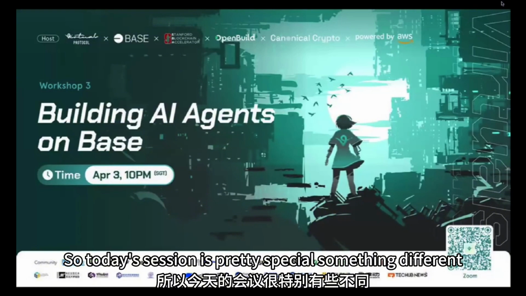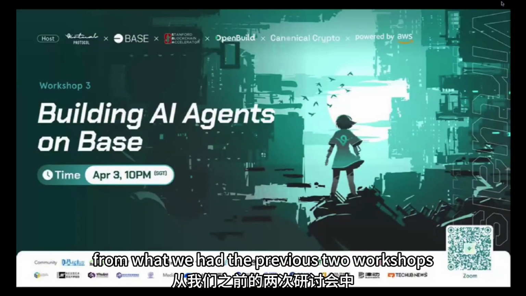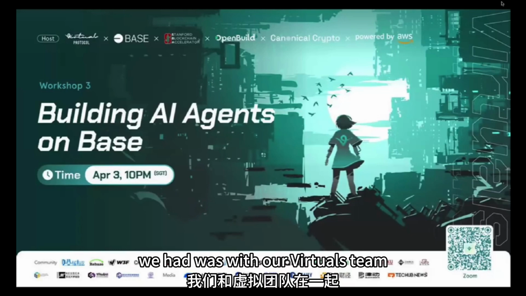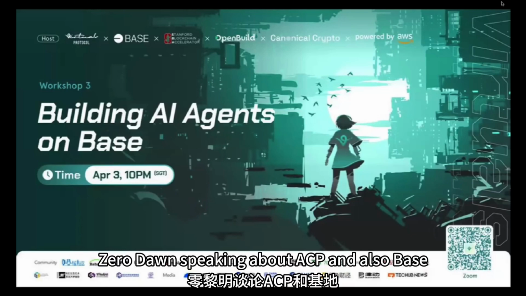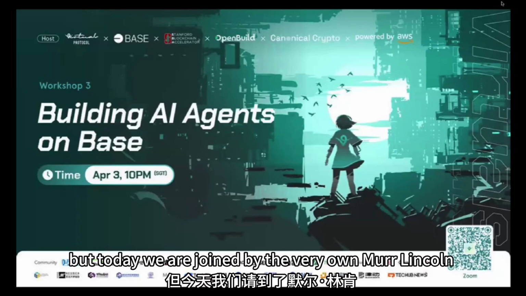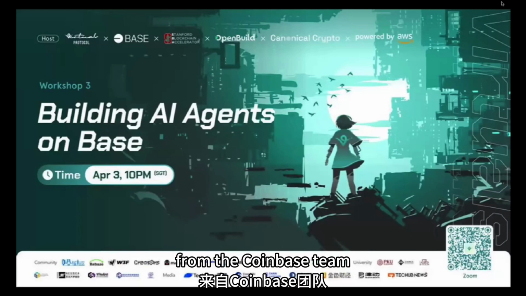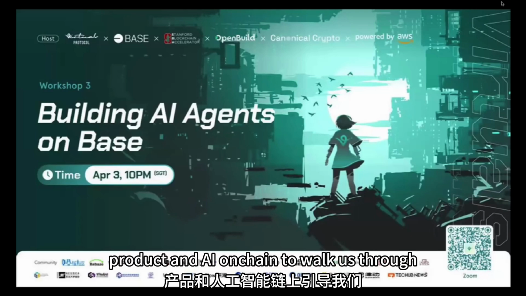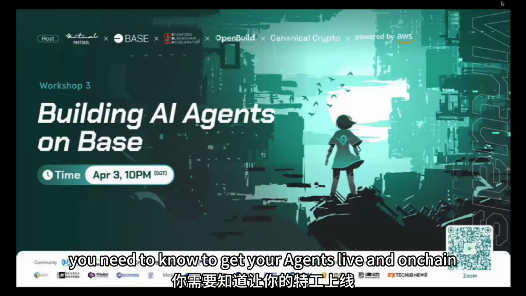Today's session is pretty special, something different from what we had. The previous two workshops were with our Virtuals team, with Celeste and Zero Dawn, speaking about ACP and also Base. But today we're joined by the very own Merlinkin from the Coinbase team, Product and AI on Chain, to walk us through everything you need to know to get your agents live and on chain.